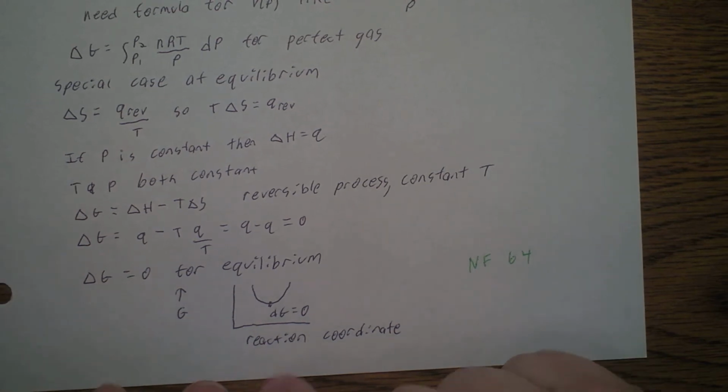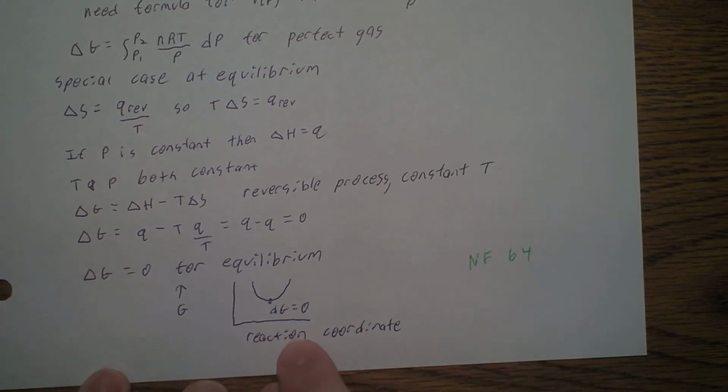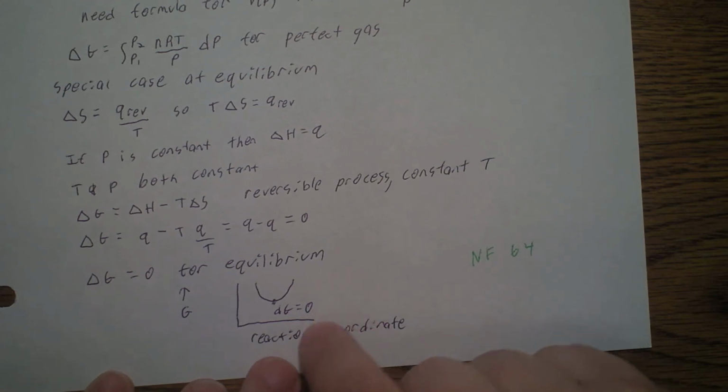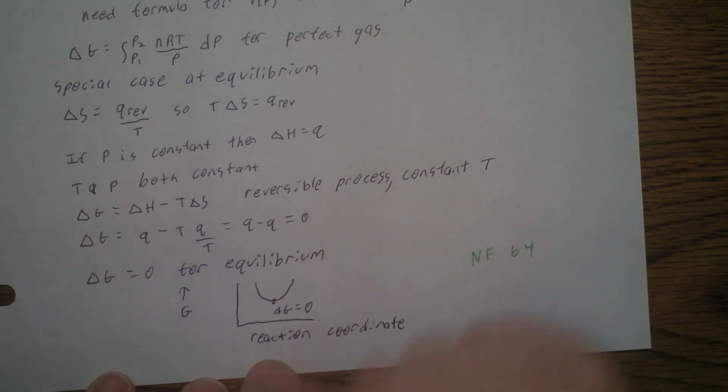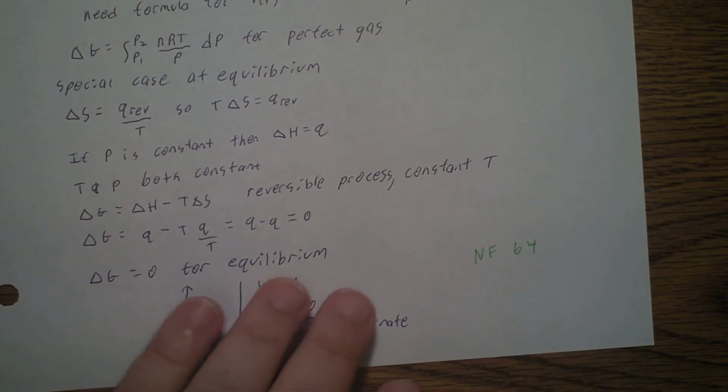Here's our Gibbs free energy versus the reaction coordinate. We showed before how if you're on either side of equilibrium, you're going to be changing towards dG less than 0. So eventually when you get to the bottom here, at the bottom of any function, the derivative is always equal to 0. So dG is equal to 0 at equilibrium.